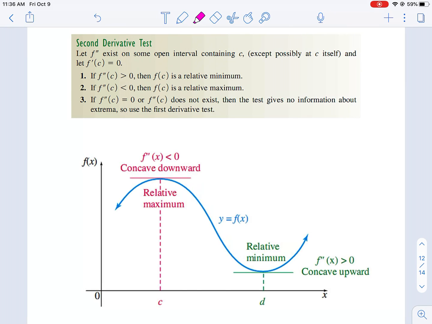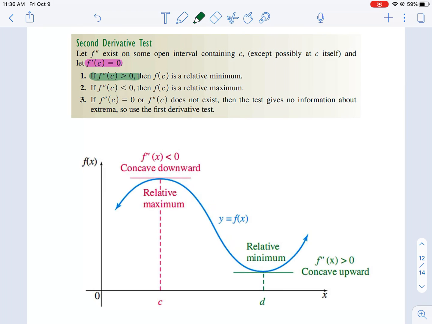Alright class, in this video I'll be introducing the second derivative test and how it applies to a polynomial function. Let's begin. We're going to let the second derivative exist on some open interval containing c, except possibly at c itself, and we're going to let the first derivative at c equal 0.